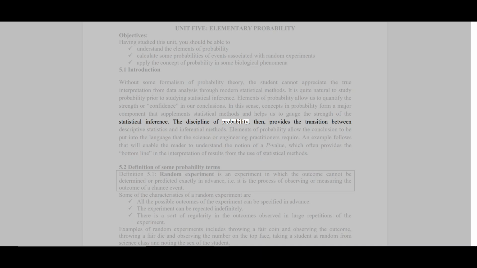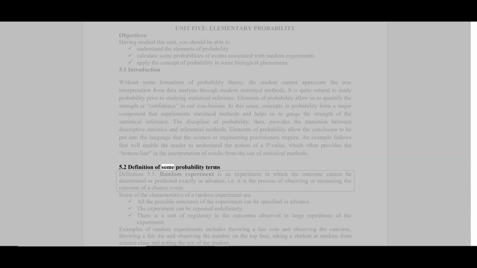The discipline of probability, then, provides the transition between descriptive statistics and inferential methods. Elements of probability allow the conclusion to be put into the language that the science or engineering practitioners require. An example follows that will enable the reader to understand the notion of a p-value, which often provides the bottom line in the interpretation of results from the use of statistical methods.